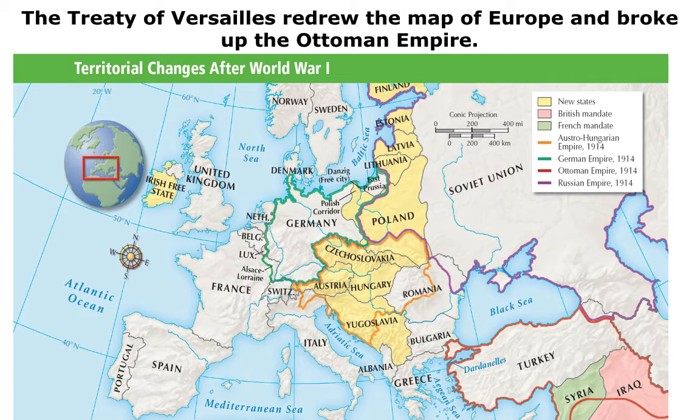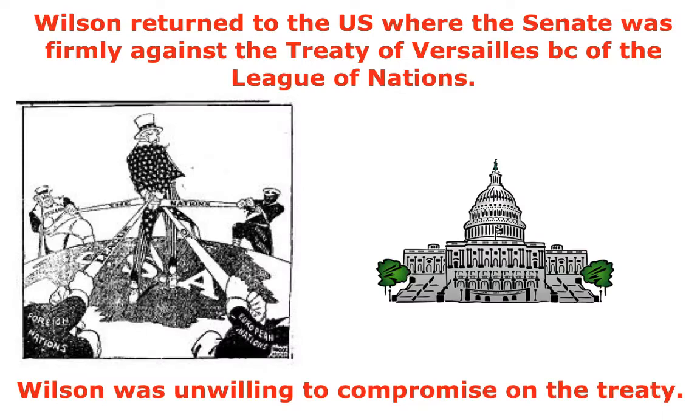From the Treaty of Versailles, they also create a whole bunch of new countries: Finland, Estonia, Latvia, Lithuania, Poland, Czechoslovakia. They break the Austro-Hungarian Empire into Austria, Hungary, Romania, and Yugoslavia. They break up the Ottoman Empire, which we should have talked about in world history, as it disintegrates into Turkey. They create Syria, Iraq, Iran, all those countries.